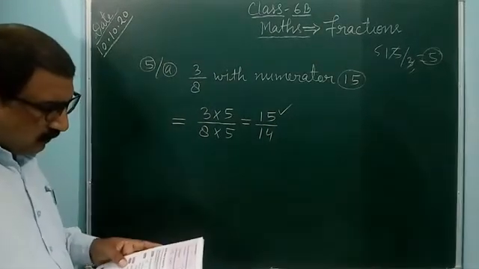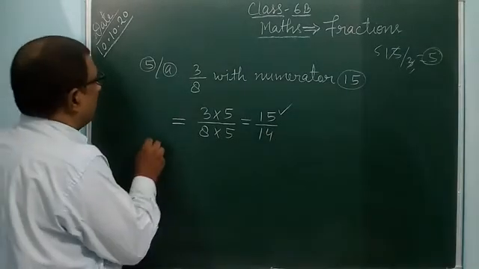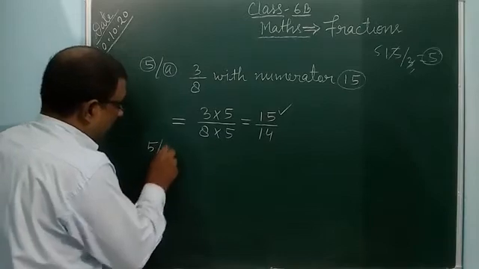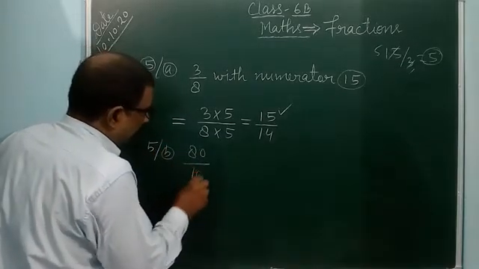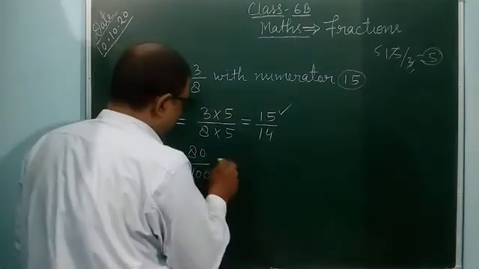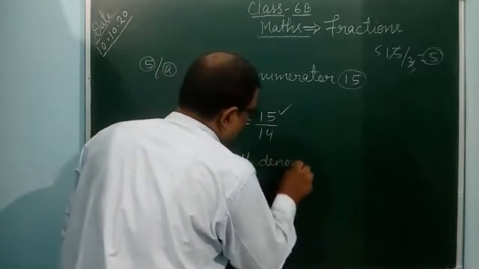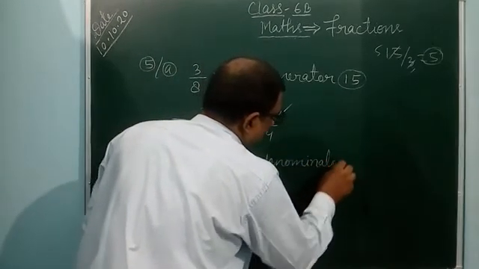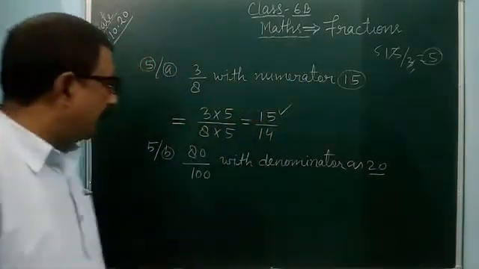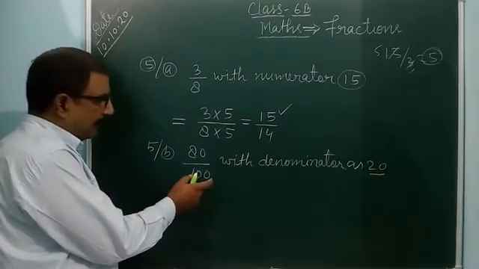After that, question number 5B. 80 by 100 with denominator 20. Your aim is to get denominator 20, as 100 is given.